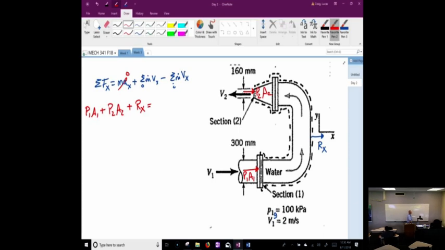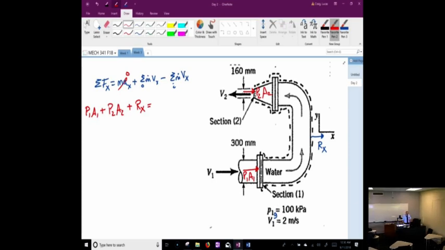Then we have, so we did the forces, and then what's coming out? M dot 2 times what? Negative V2? And then coming in, we only have one going out. Minus M dot 1 times what? D1, E1. Negative, negative.